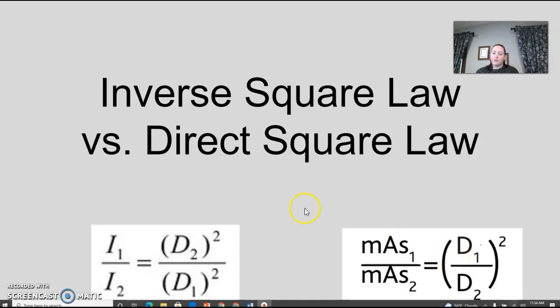Some of the differences you can see right away is the inverse square law uses I's for intensity. The direct square law uses MAS. The D's on each formula are different. So if you can see on the inverse, I1 is on the top here and D2, so the numbers are inverse. Direct square law, it's direct. MAS1 and distance 1 are the same on both sides.